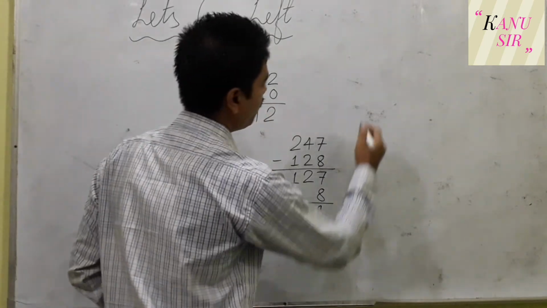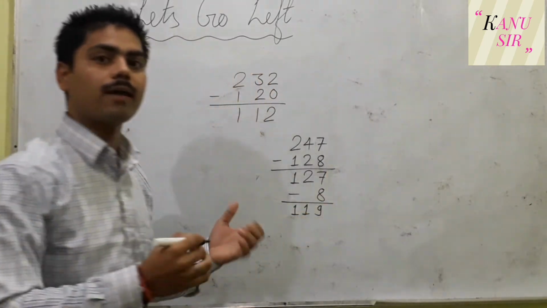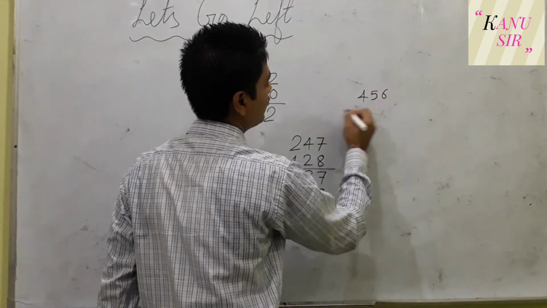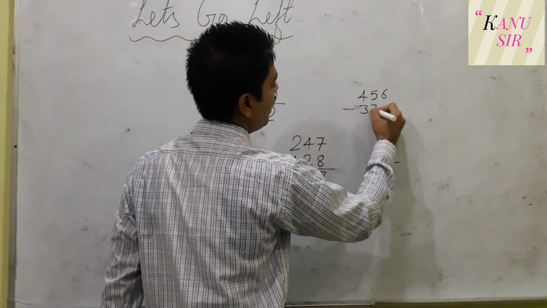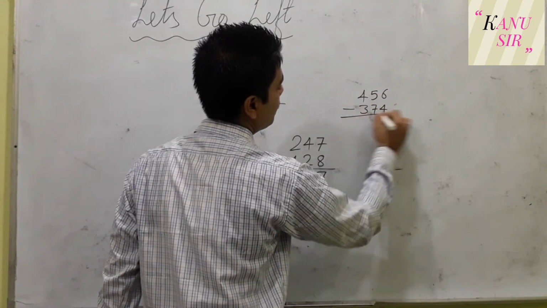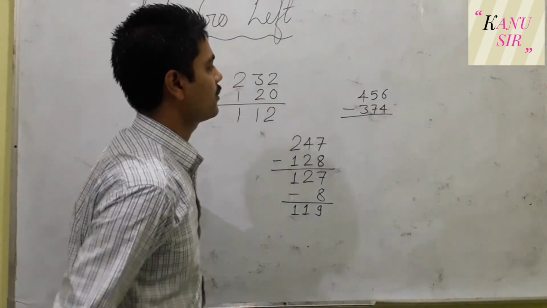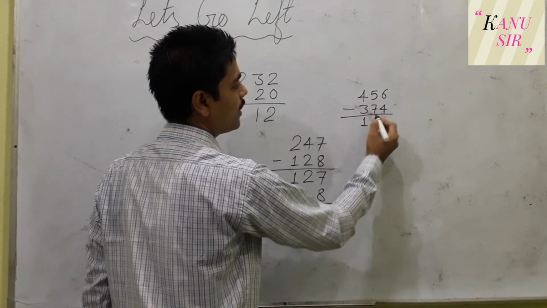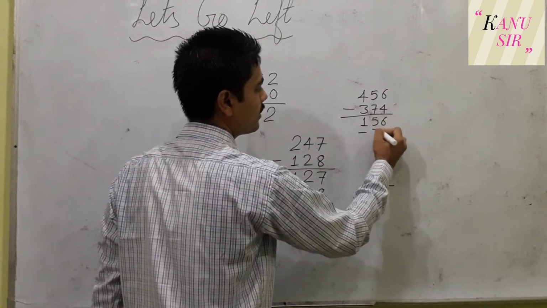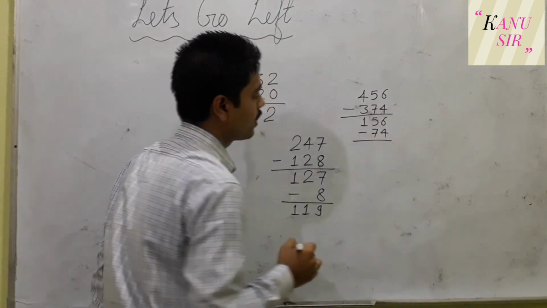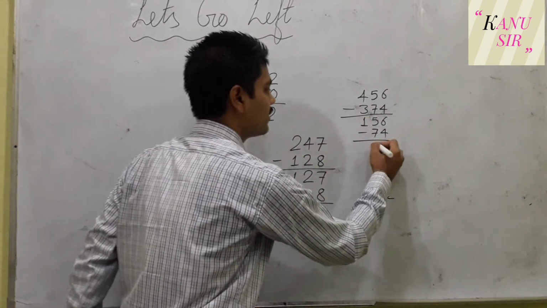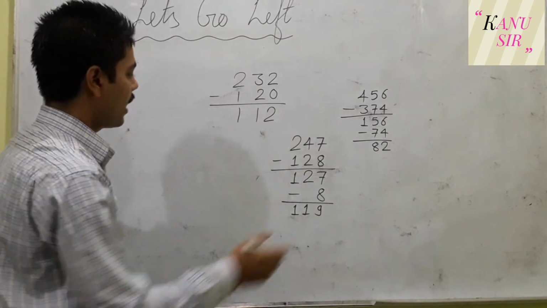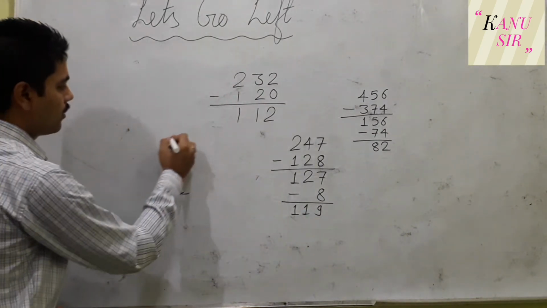Okay, let us take one more problem related to carryover, but we will try from left to right. So 456 minus 374. 400 minus 300 is 100. And because 56 is lesser than 74, so we will copy 56 minus 74. So 156 minus 74: 15 minus 7 is 8, 6 minus 4 is 2. And hence the answer.